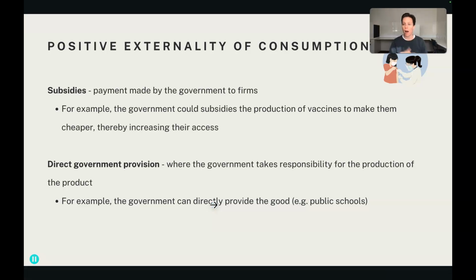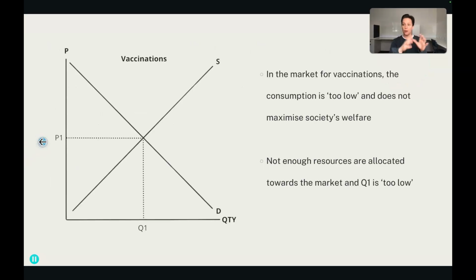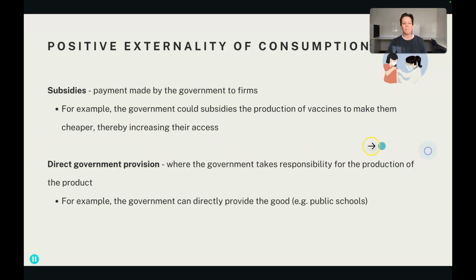The other thing the government can do is directly provide the product. So rather than focusing on the free market providing the product, rather than hoping that market forces will do their thing, the government might just take it on and go, you know what, we're just going to produce the vaccines ourselves and we're going to sell them at a discounted rate, or we're just going to provide them for free to the public because we deem them to be positive externalities and we want to encourage an increase in their consumption.